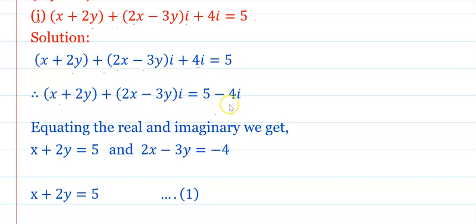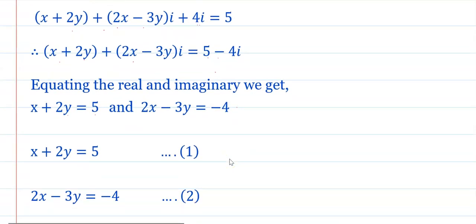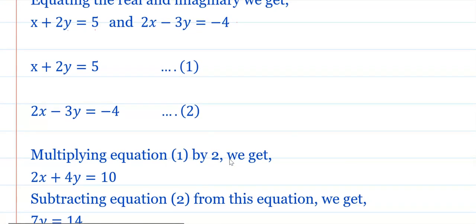x plus 2y is real and this is real. x plus 2y is equal to 5. 2x minus 3y is equal to minus 5. And we have to solve both these equations. You can solve with the help of simultaneous equations.